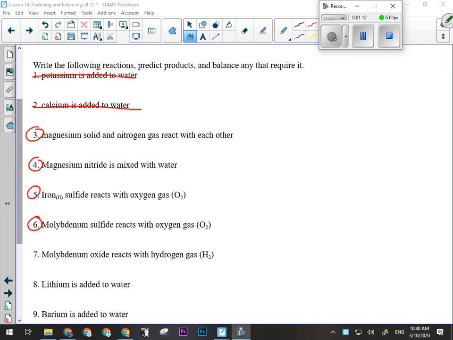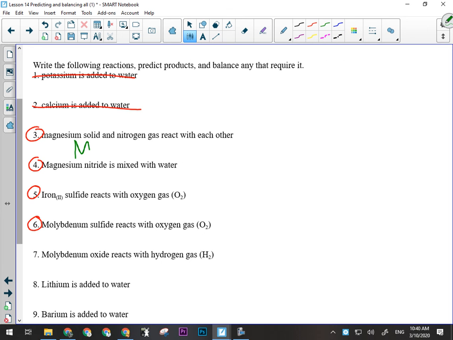Okay, so on number 3 here, we have magnesium solid. That means magnesium as an element, Mg. Is magnesium special? No. All right, it reacts with nitrogen gas. Is that special? Yes. What kind of reaction are we looking at? It's a synthesis reaction, right?